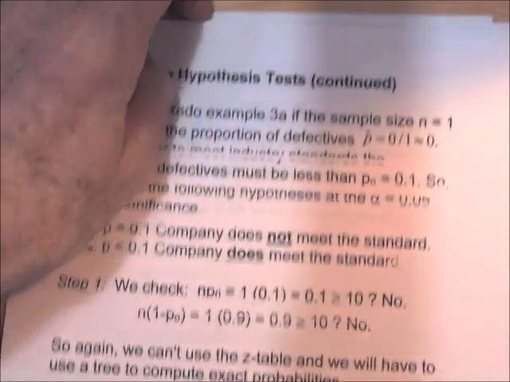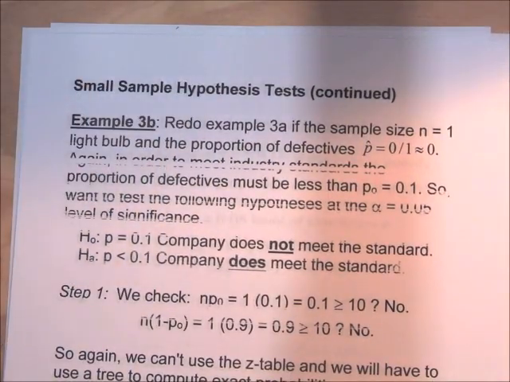Example 3a. We do this example as if the sample size was 1. Usually you're not going to sample one light bulb. You're going to sample more than that. But some of the WebAssign questions have sample sizes of 1, which was confusing people, so I wanted to include some of those.